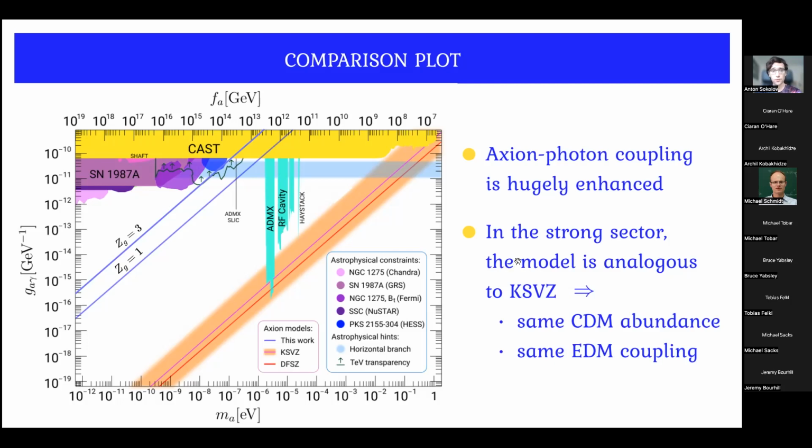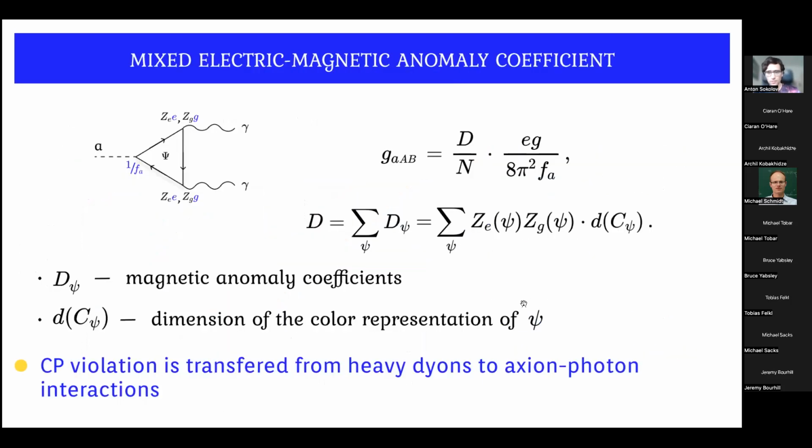One also has to note that in the strong sector, the model is analogous to the KSVZ case. So we modify only the electromagnetic sector for this kind of models. This means that we get the same cold dark matter abundance. So it also means that we can have axion dark matter, which will be easier to find with future experiments. And we get the same EDM coupling, the dipole moment coupling.